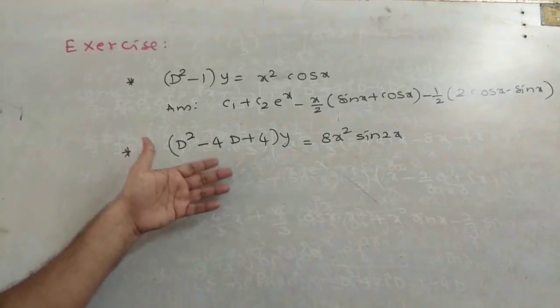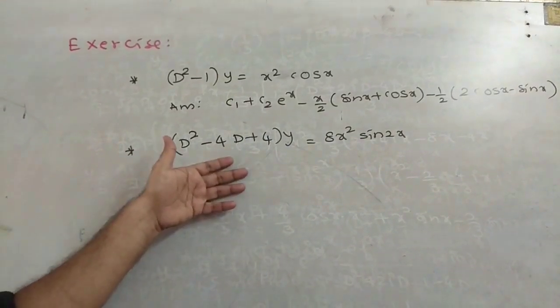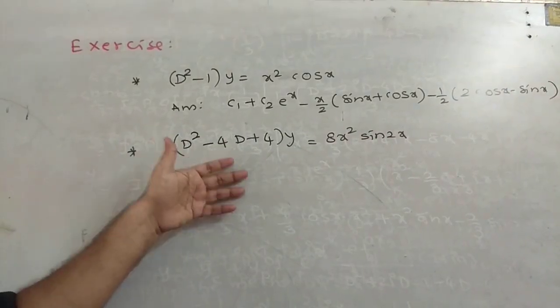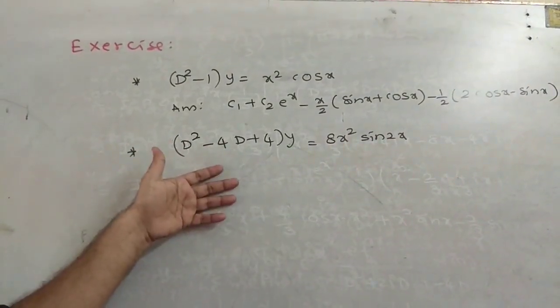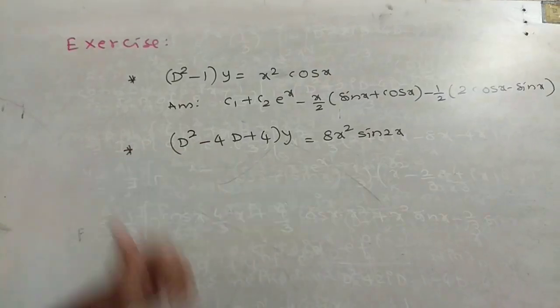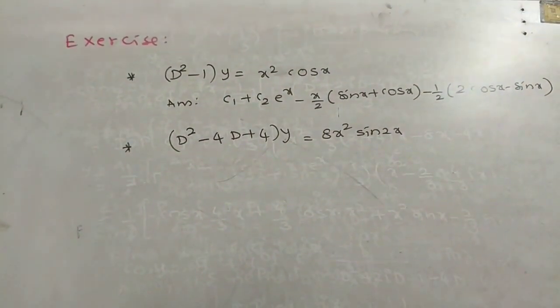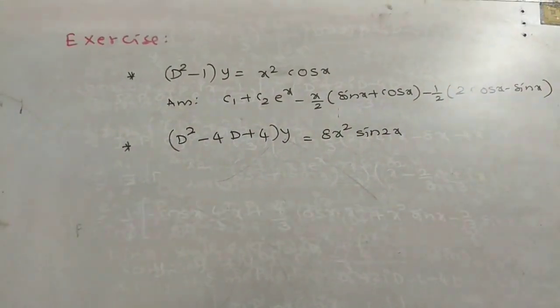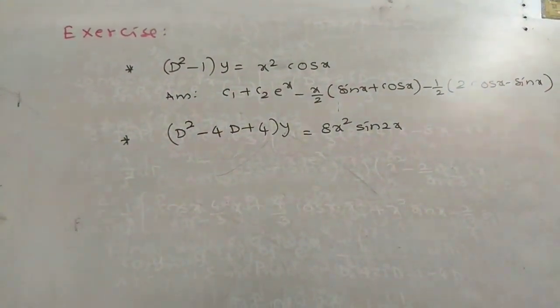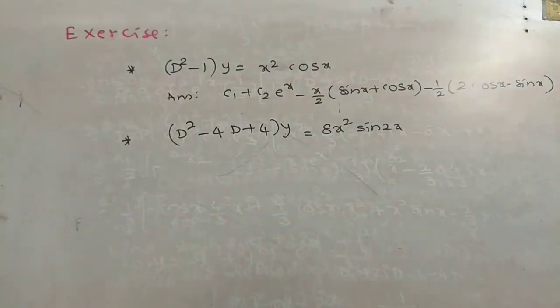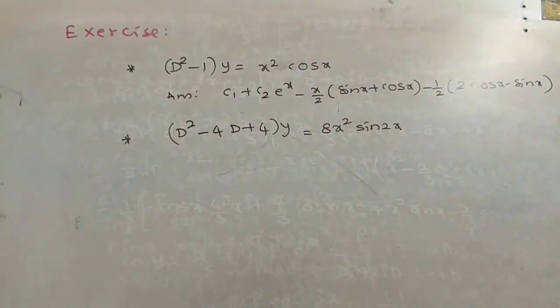Better, those who are doing this type of problem, give the complete solution of this second problem in the comment section, so that I can tell you whether it is correct or wrong. So with this, the complete methods on the particular integral is closed. In the next video session, we directly enter into the Cauchy-Euler formula. Have a good day.